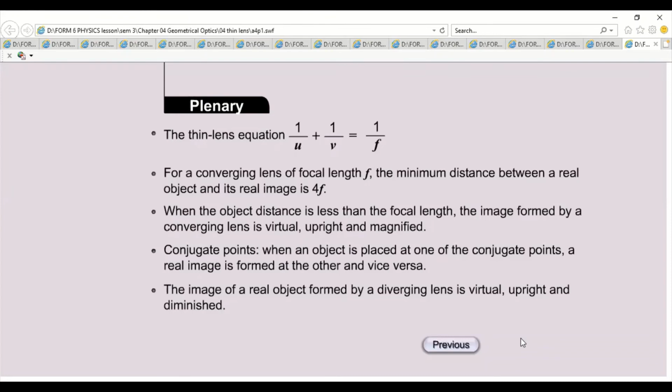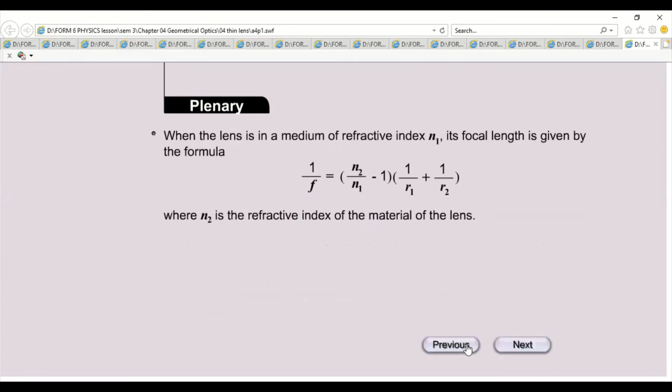at the other, and vice versa. The image of a real object formed by a diverging lens is virtual, upright, and diminished.